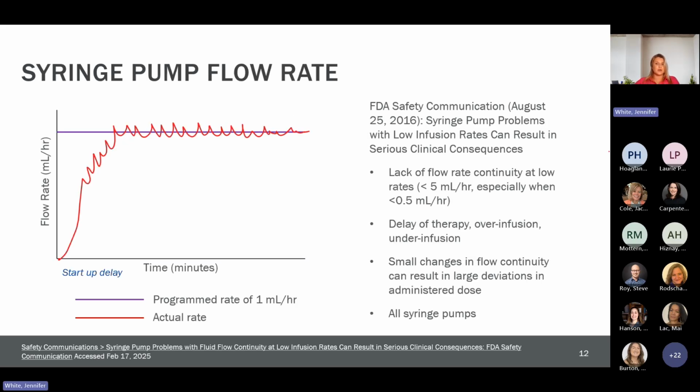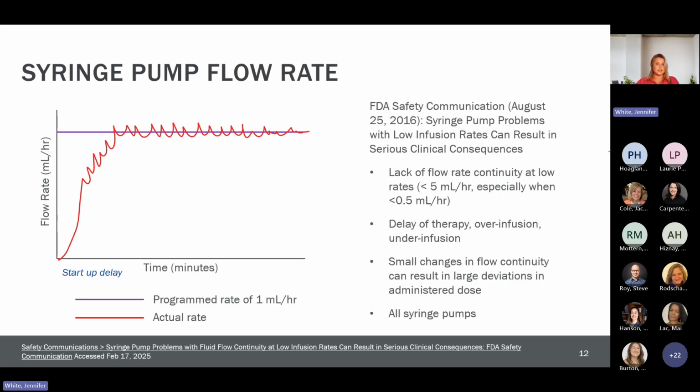When you program a syringe pump at an infusion of 1 ml an hour, for example, what you can expect to see is, in the table here, that purple line at a steady 1 ml an hour. But because of the syringe pump mechanism and the characteristics of syringes at low flow rates, what you'll actually see is a period of time before the infusion reaches the desired rate, shown here by the red actual rate line. This is referred to as your startup delay.